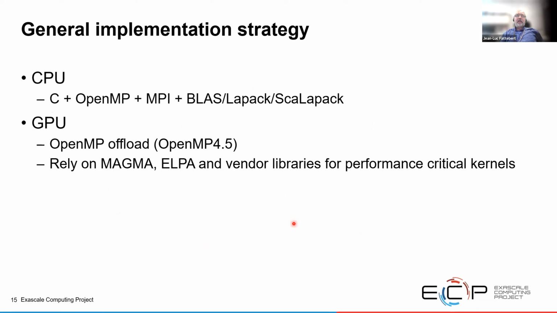So this is a summary of our general strategy. We try to leverage libraries as much as we can, both on the CPU and the GPU. On the CPU, we just use the standard BLAS, LAPACK, and ScaLAPACK. While on the GPU, we try to rely on Magma as much as possible, since it's portable, as well as OpenMP 4.5, but also other libraries that are vendor-specific.